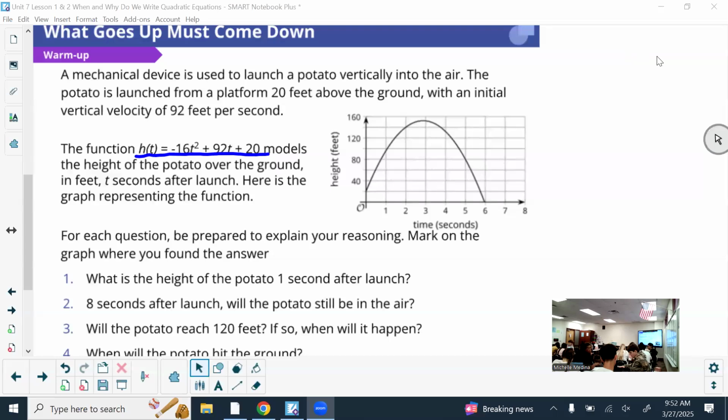Okay, table 3. What is the height of the potato 1 second after launch?